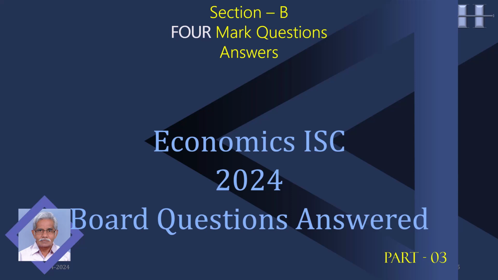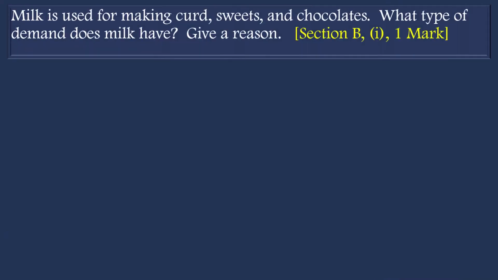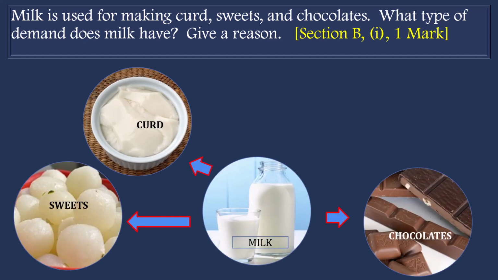Now the answers. First question. Milk is used for making curd, sweets and chocolates. What type of demand does milk have? Give a reason. Demand for milk is a composite demand because milk is used for making curd, sweets and chocolates. Goods with multiple uses have composite demand.